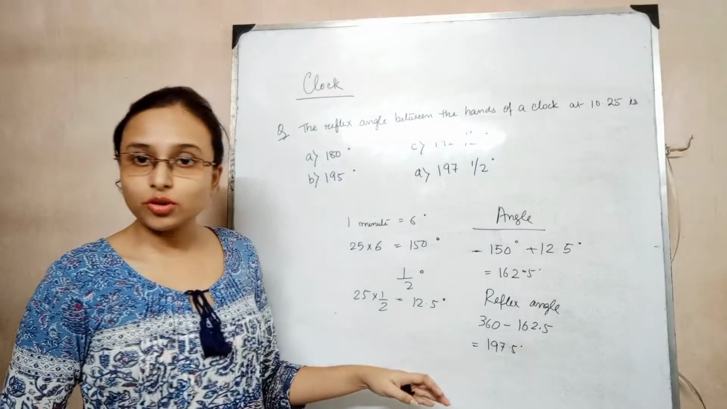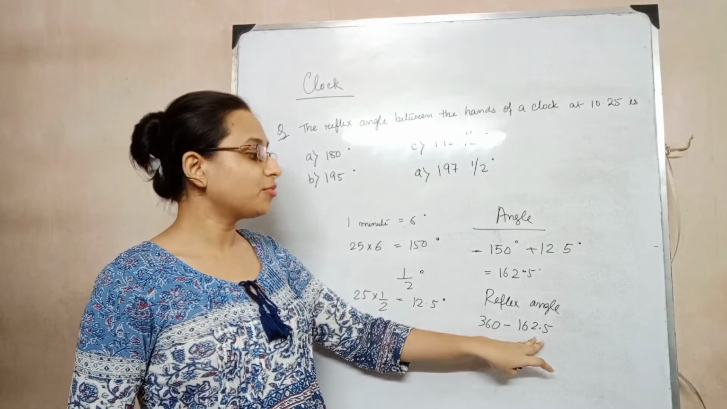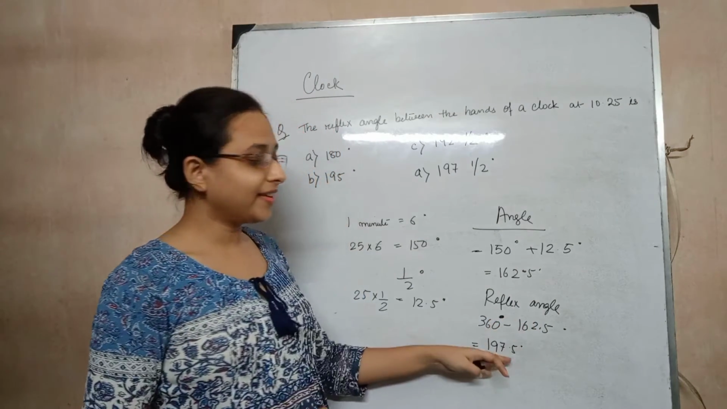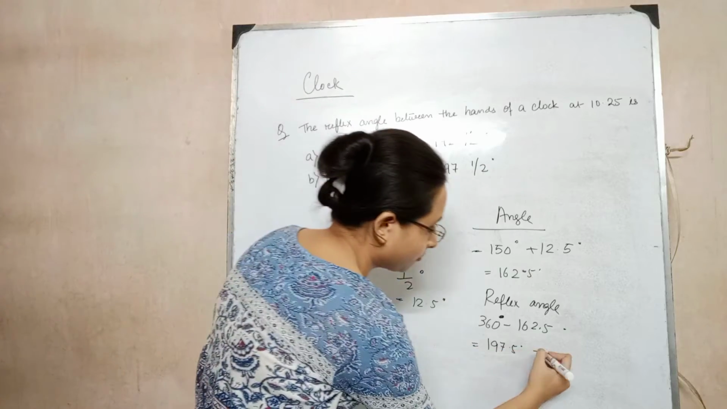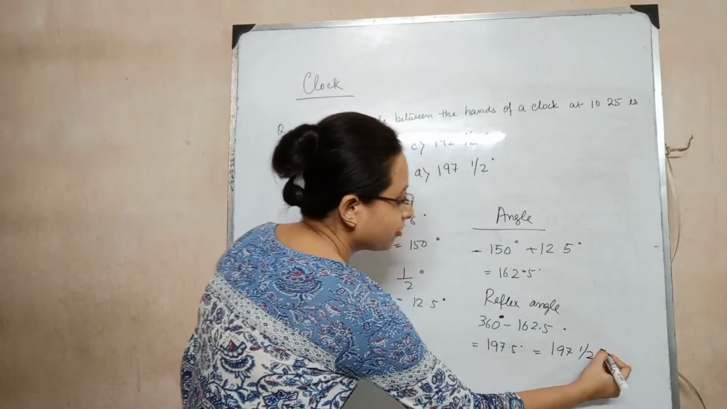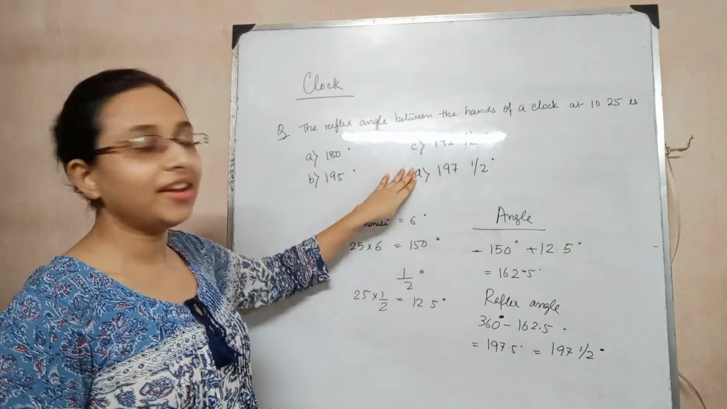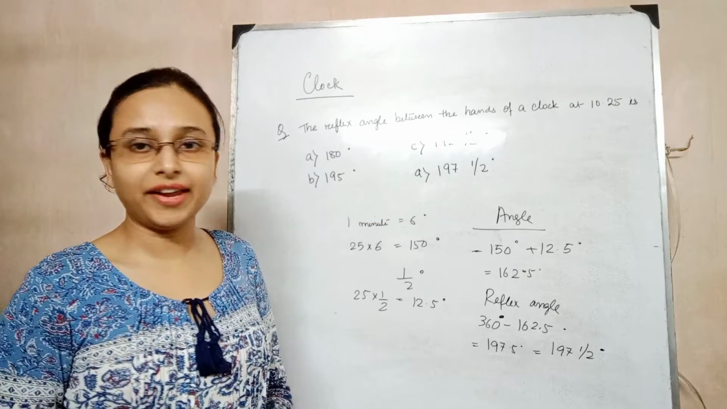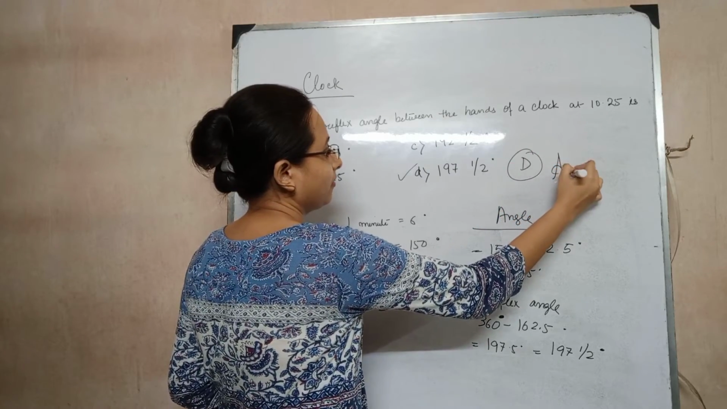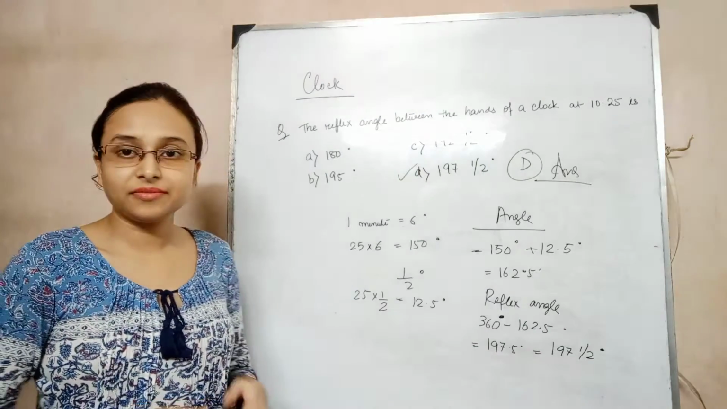We have to calculate the reflex angle here to obtain the answer. So 360 degrees minus 162.5 degrees gives us 197.5 degrees. So you see, this is already matching our option, that is 197.5 degrees. So this is my correct answer. So the answer will be option D. Just take a snap of this.